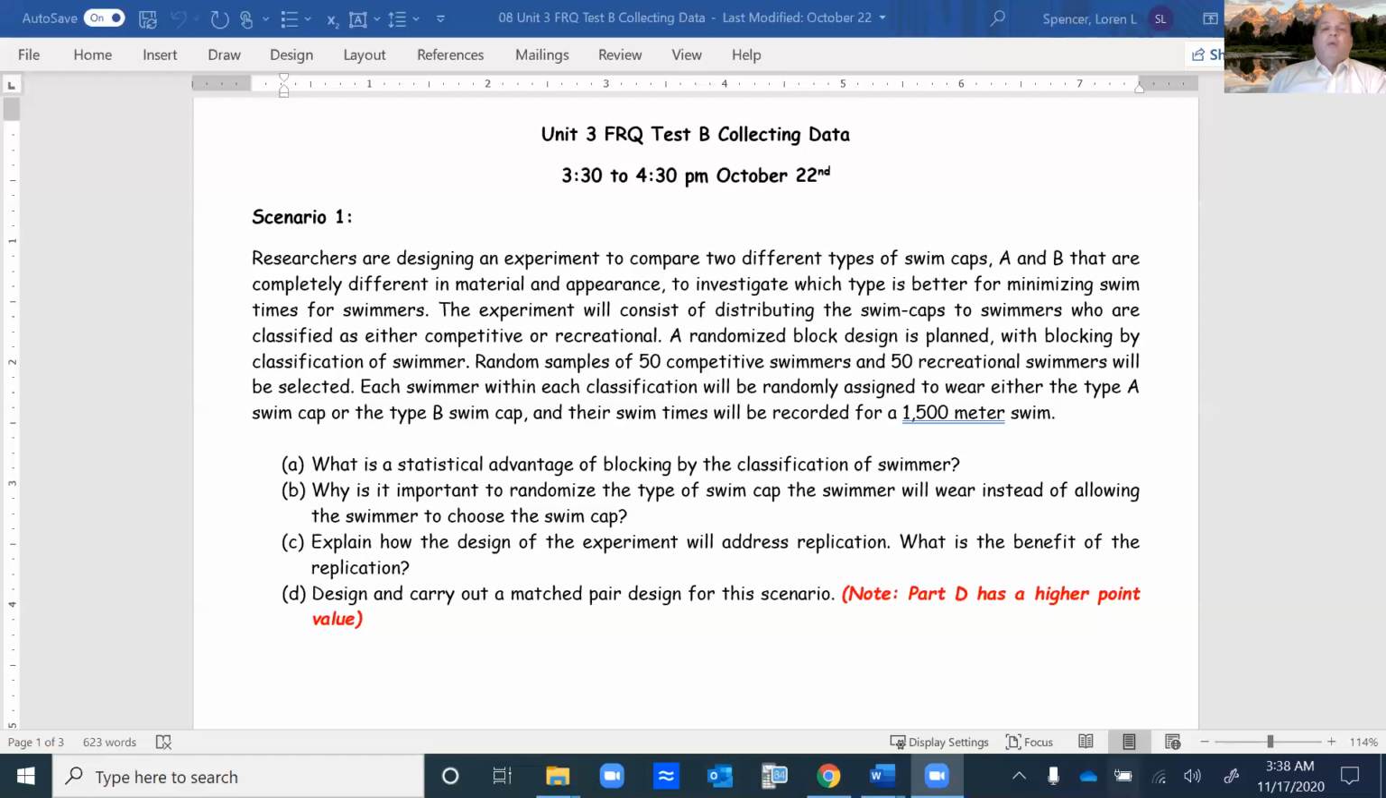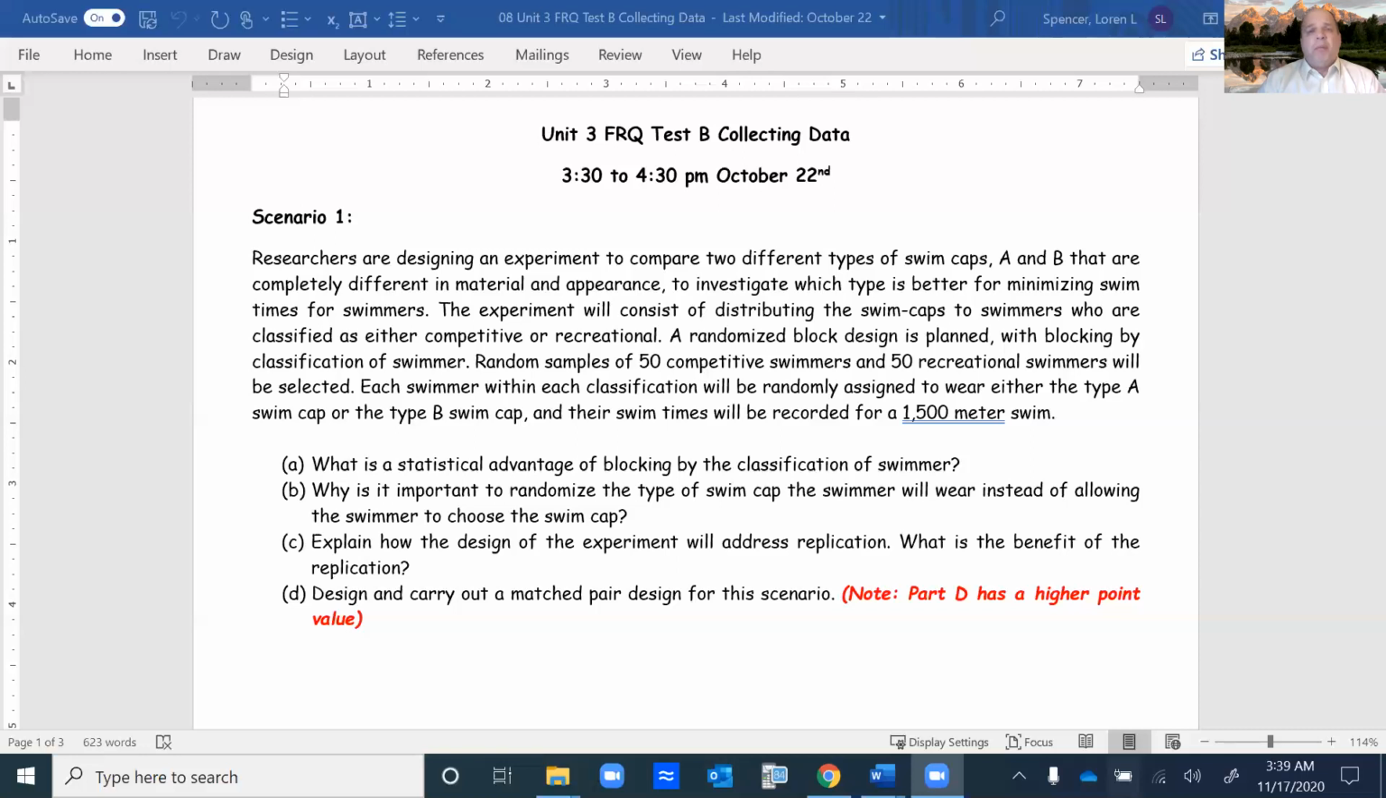First off, we'll always block on a variable that we think will impact the study. That is not the general treatment. Well, in this case, we have two different types of swimmer, and we're going to block by swimmer type, competitive versus recreational, because we believe that they will have a big impact on swim times. And the reason we believe that is, due to possible technique or whatever, that there's going to be a difference between the swimmer types and the way that they react to the hat.